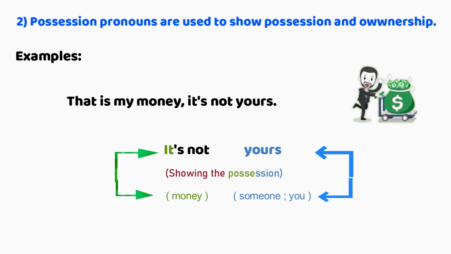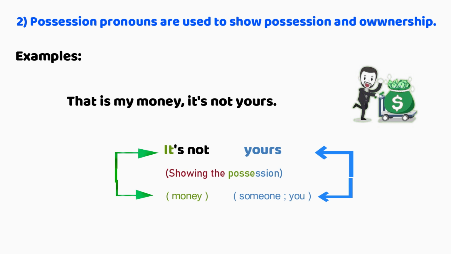It's not your money, for example. And we put yours. And yours is a possessive pronoun, used instead of or in place of someone, for example, you, etc. So here we avoid repetition and we put a possessive pronoun, which is yours, showing the relationship between ownership and the subject or the main subject, etc.